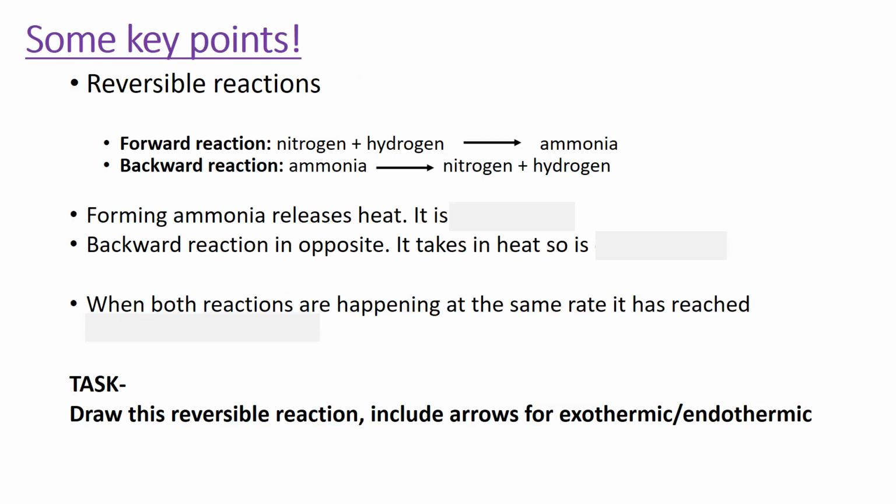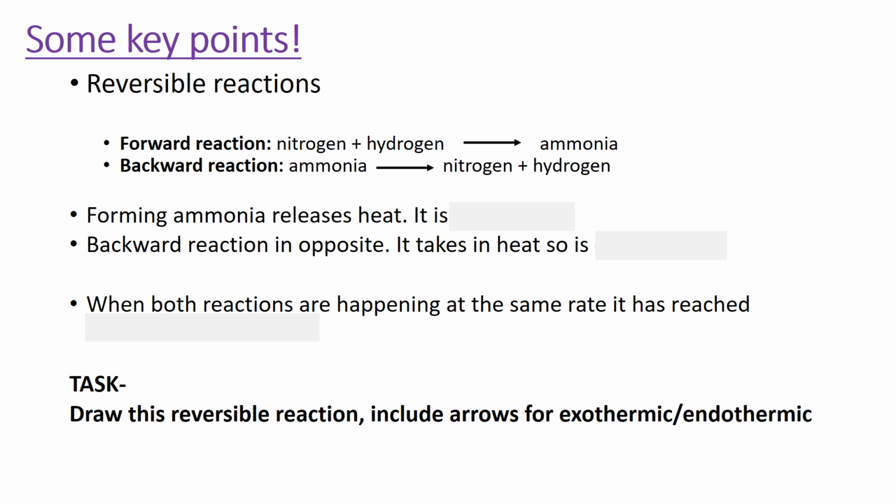So, key points before we get on to the questions. Forward reaction, nitrogen plus hydrogen forms ammonia. Back reaction, ammonia forms nitrogen plus hydrogen. So these are our reactants and the ammonia is our product. Forming ammonia releases heat. Therefore, it's a what type of reaction? Pause and write that down.